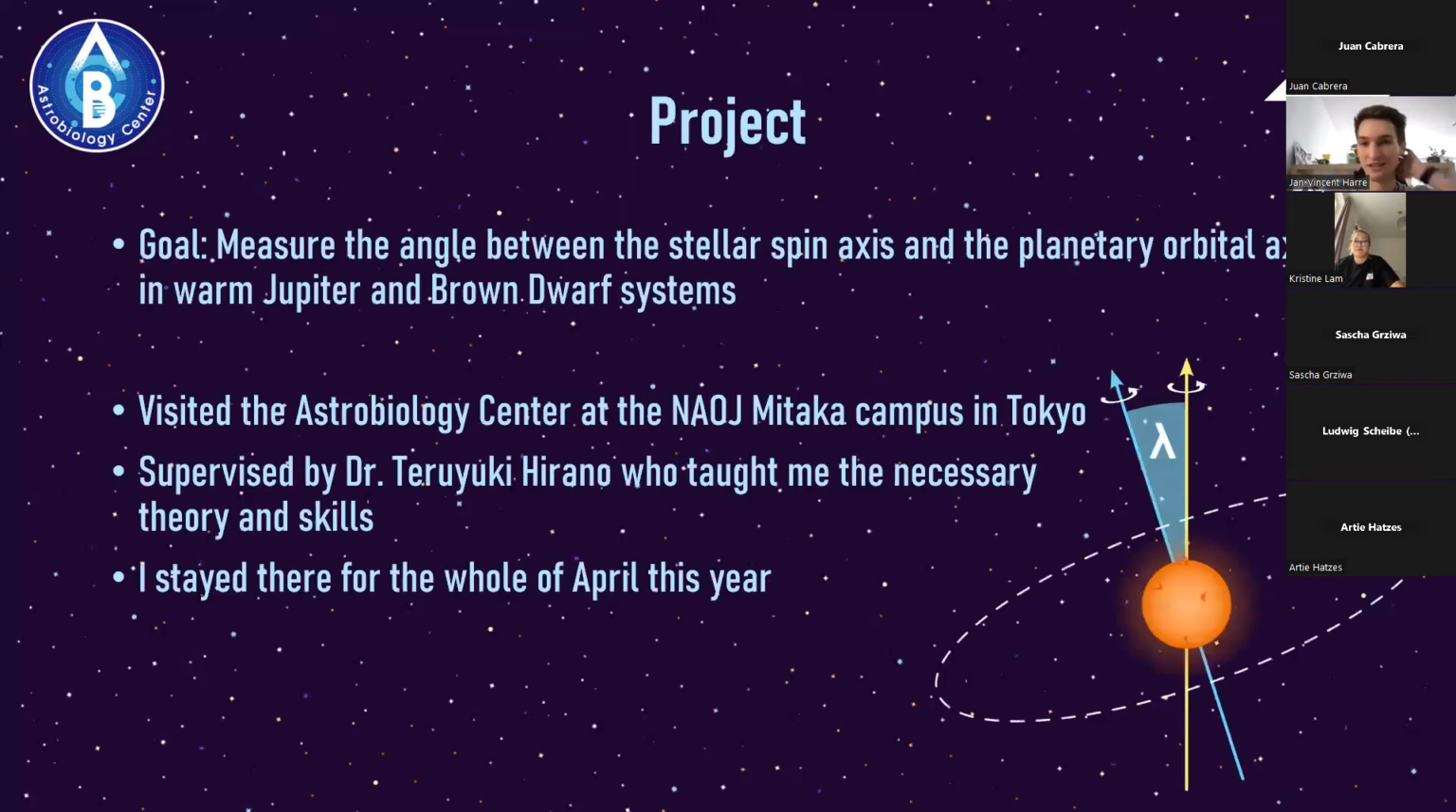Okay, so let's start with a very small overview. As the title suggested, we want to measure these orbital obliquities, which are the angles between the stellar spin axis, which is indicated here on the bottom right with the yellow arrow, and the planetary orbital axis, which is indicated with the blue arrow, in these kind of systems.